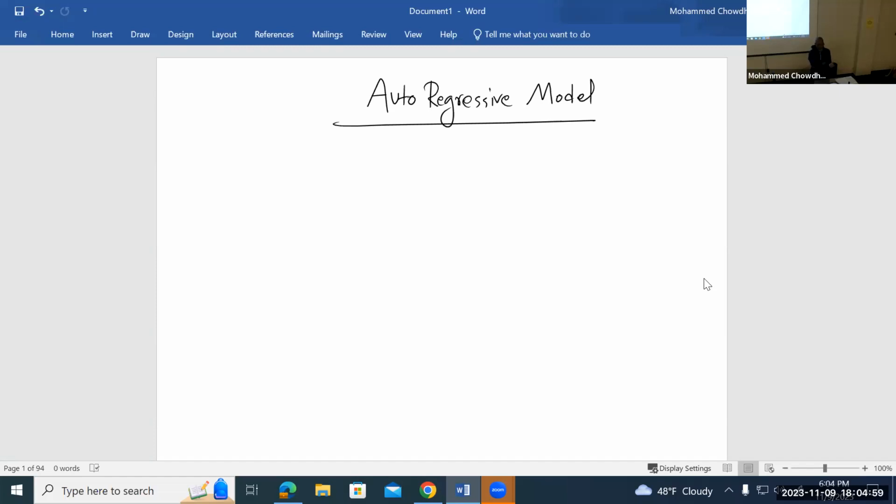So the current time series value will be predicted based on past time series values. How does the mathematical model look? Y_t equals, suppose this is my intercept alpha, plus beta 1 Y_{t-1}, plus beta 2 Y_{t-2}, and it will go up to beta p Y_{t-p}, and then there is a white noise, which has mean zero and standard deviation sigma squared.